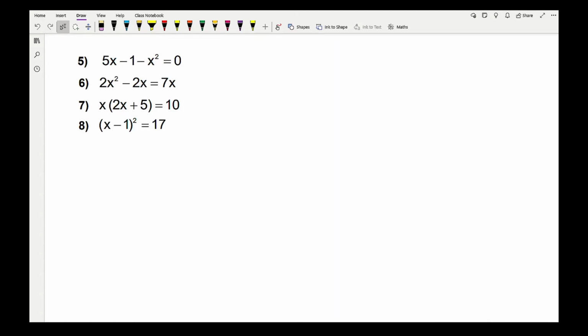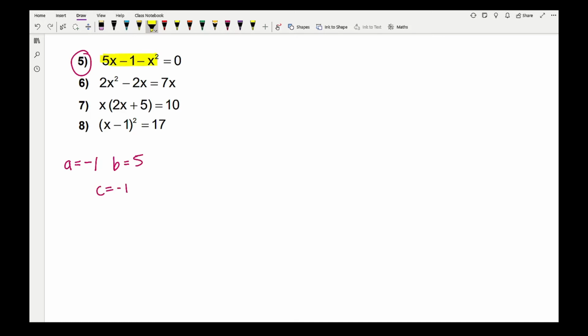Now, with question 5, let's pick a colour for this one, pink. What we need to look at is, is it equal to 0? Yes, but unlike all the previous ones, here we've got a negative x squared. So a is going to be equal to minus 1, b is going to be equal to 5, and c is going to be equal to minus 1. Again, these three are not written in the typical order we would expect, and it's something you just need to be aware of.